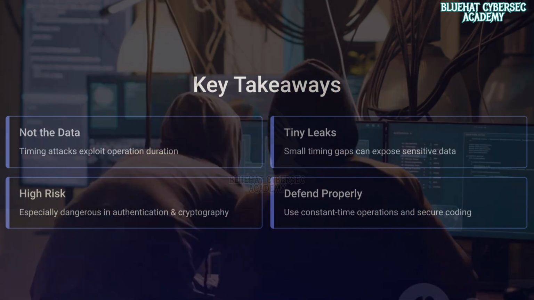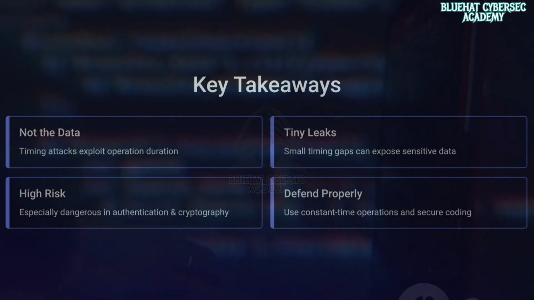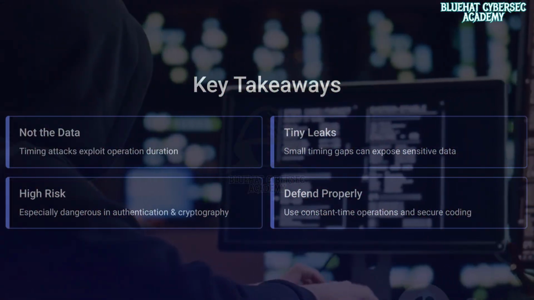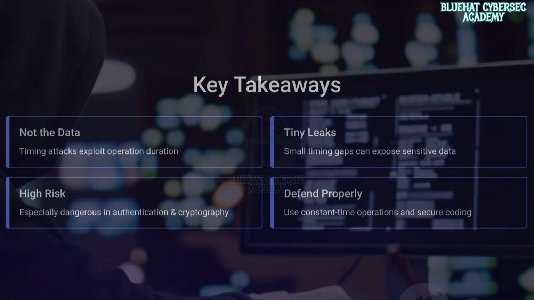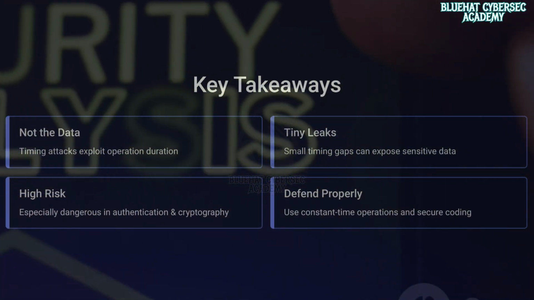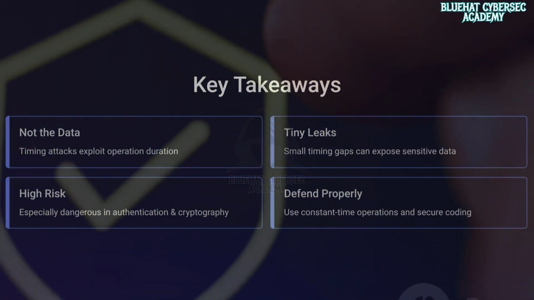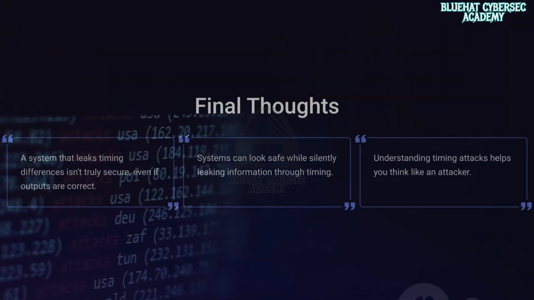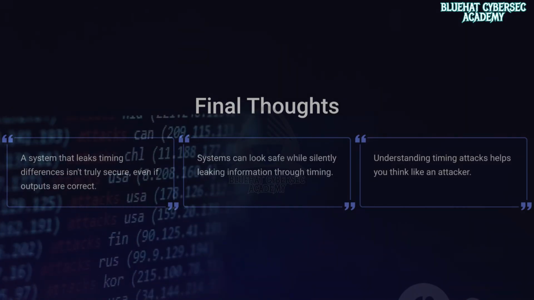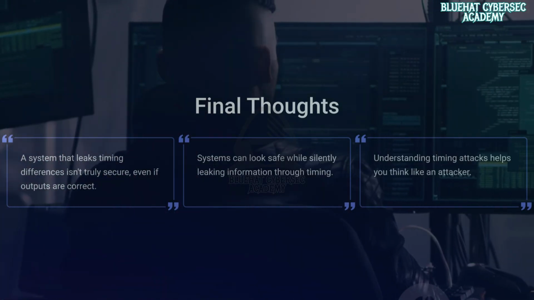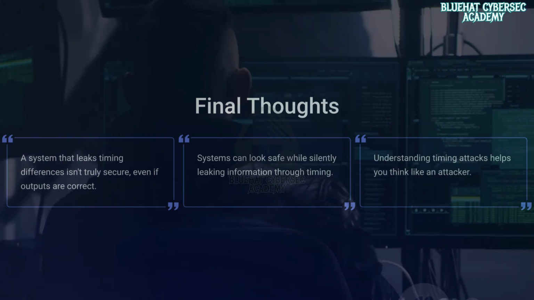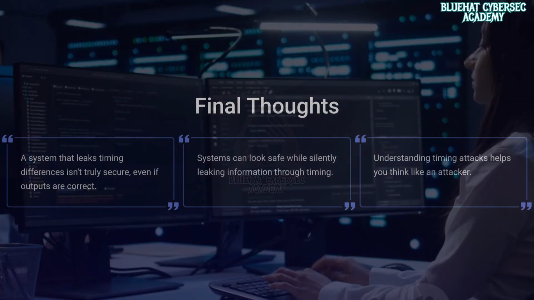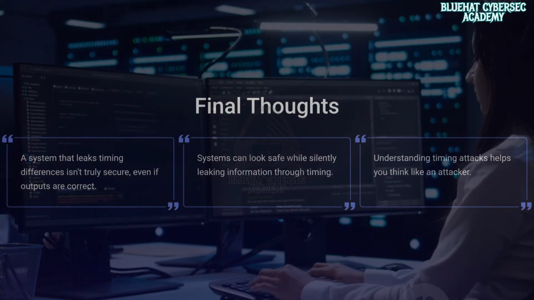So let's quickly recap. Timing attacks exploit how long operations take, not what they return. Even tiny timing differences can leak sensitive data. They are especially dangerous in authentication and cryptographic systems. And, honestly, proper coding practices, along with constant time operations, are essential defenses. Now let me leave you with something to think about. If a system gives the correct output every single time but leaks tiny timing differences, is it really secure? A system can look perfectly safe on the surface, yet silently leak information through timing behavior. Understanding timing attacks helps you think like an attacker, and more importantly, build systems that do not give away secrets unintentionally.